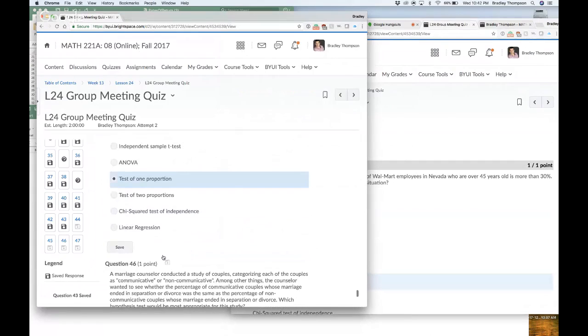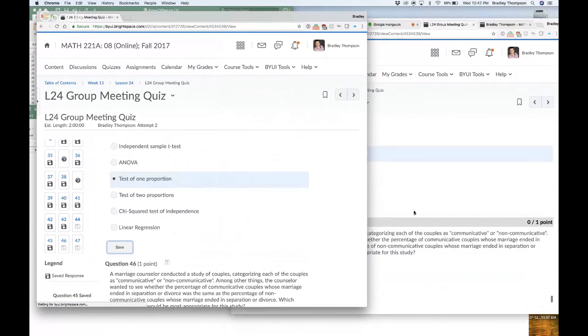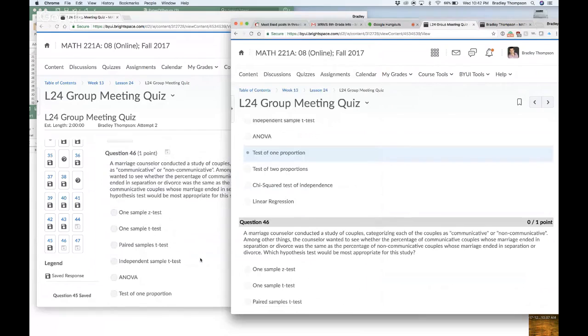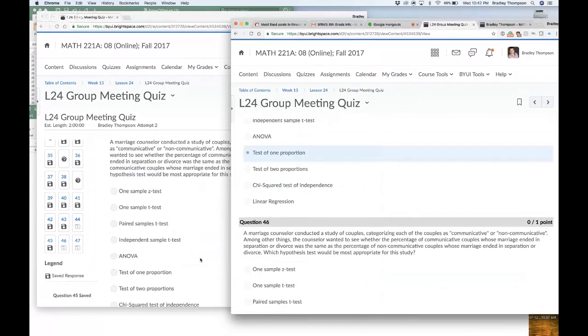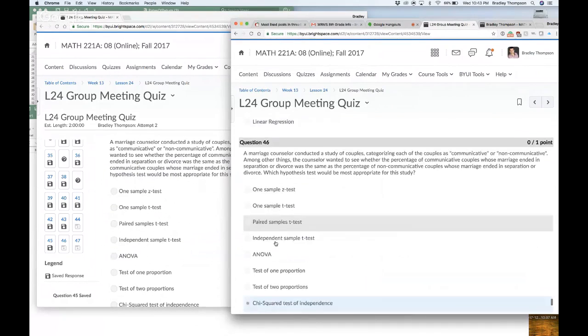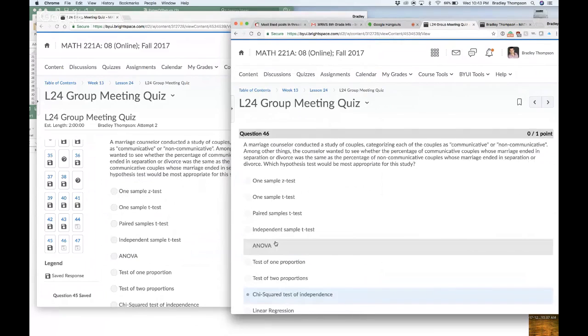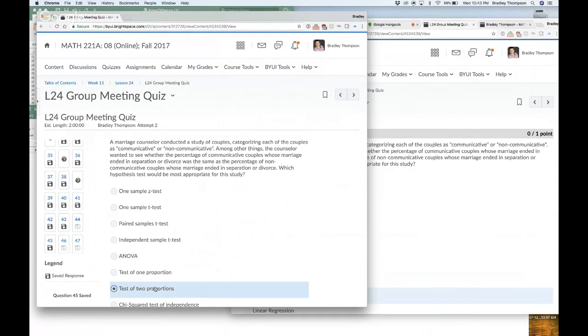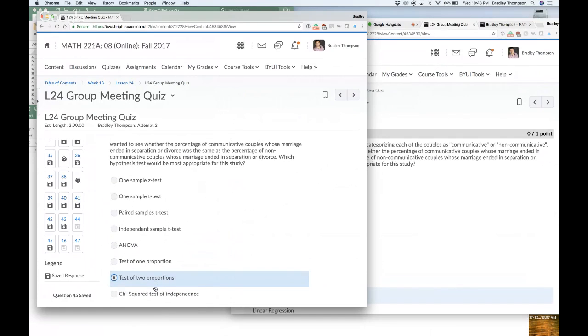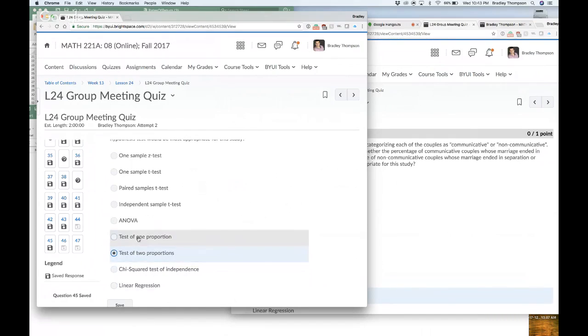What did you get for 46? It was ANOVA, I guess. Is that what I put, or did I accidentally click something while I was going down? I think it was test of 2 proportions. That's what I told you to put. No, it's right, but I don't know if I accidentally changed something while I was going down.